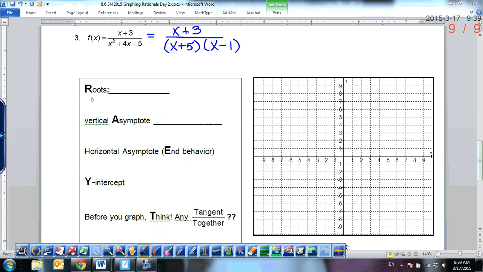Good. Numerator equals 0, so x plus 3 equals 0. So x equals negative 3. And how do I write it? Negative 3, 0. It's our x-intercept.